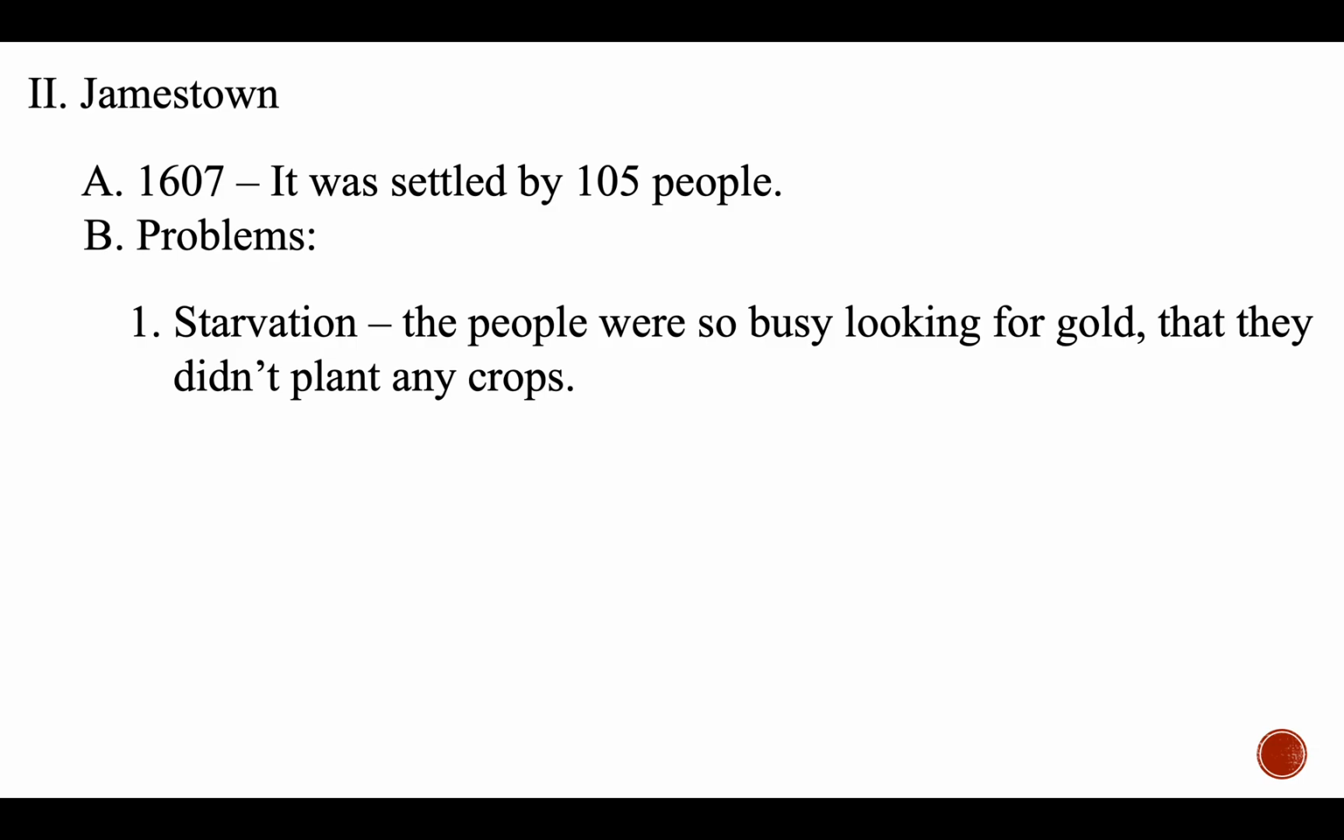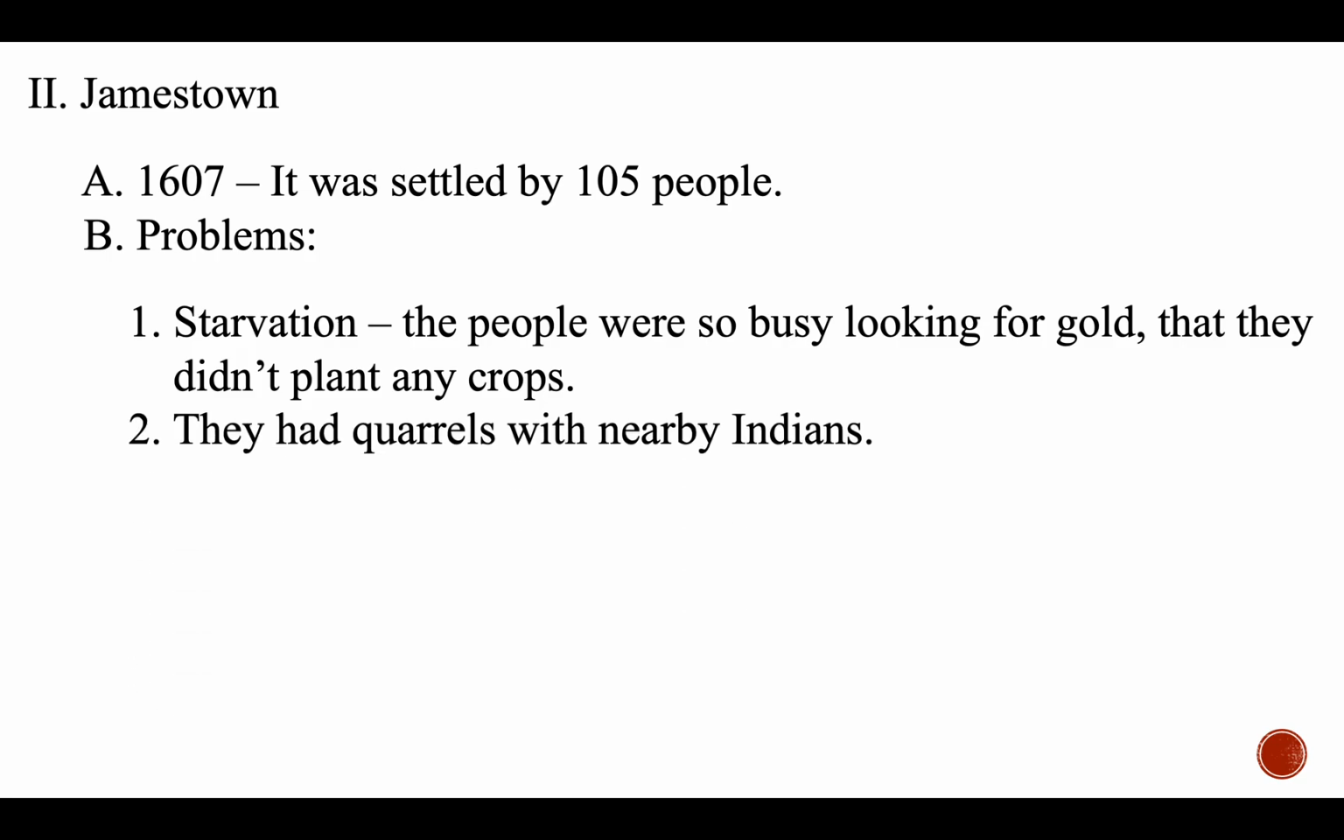And so when the colonists came to Jamestown, they were first looking for gold, and they got so busy looking for gold that they didn't plant any crops or prepare for winter. And as we know, the northeast of the United States is a lot different than central Mexico or South America when it comes to weather. There were tribes nearby, and the settlers had quarrels with them.